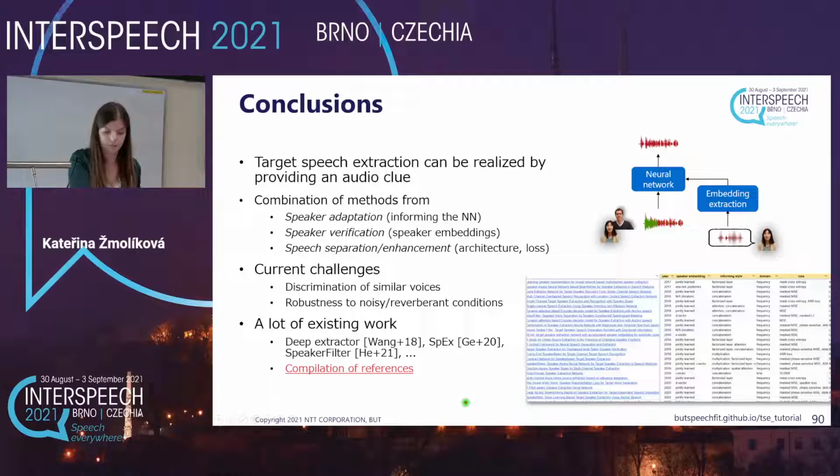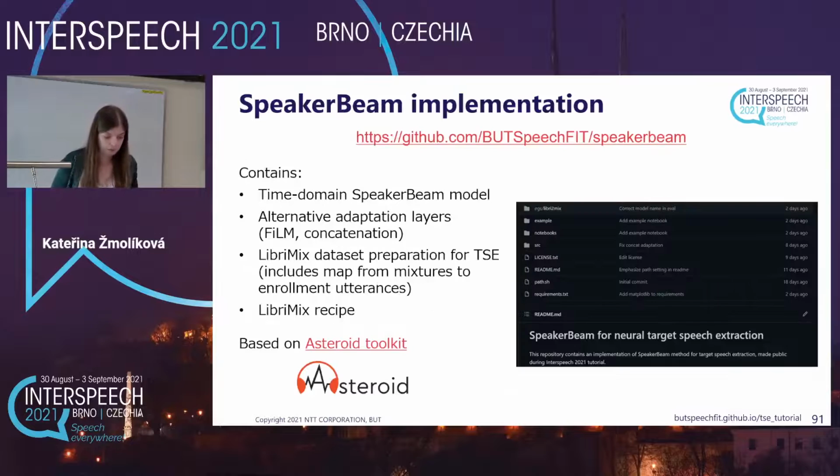And you can get to this Google Sheet that also categorizes the different references into the categories that I have introduced in this presentation. With the tutorial, we are also releasing an implementation of SpeakerBeam, so you can play with the model yourself. The implementation contains the time-domain SpeakerBeam model, also some alternative adaptation layers such as the concatenation layer, and a recipe on a Libri2Mix dataset, which also contains the dataset preparation for the task of target speech extraction. So also, for example, the map from the mixtures to enrollment utterances.